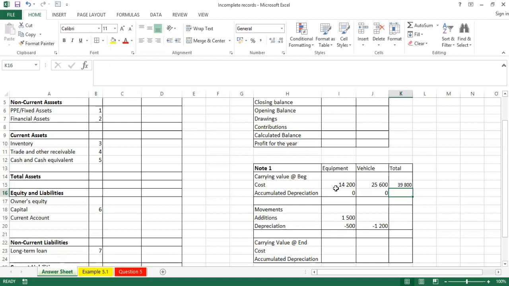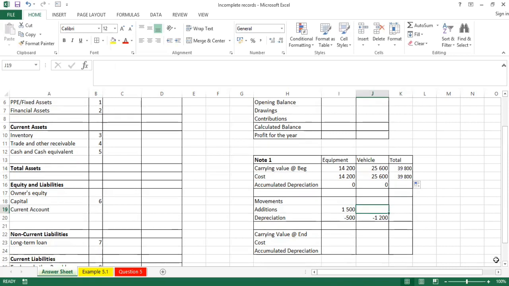We all know that to get our carrying value at the beginning, we take our cost, 14,200, minus accumulated depreciation. Since this is 0, our carrying value at the beginning stays the same, 14,200. Also 25,600. Then you also get the total, which will be the same. Now we have to come to our values at the end. For vehicle, we don't have any additions, so it's going to be 0.